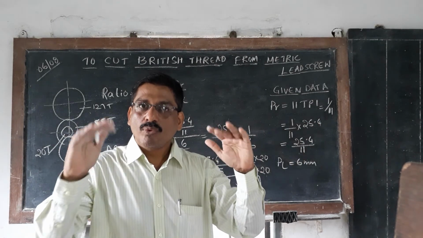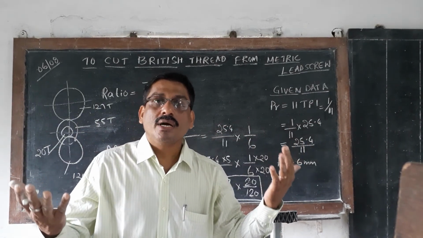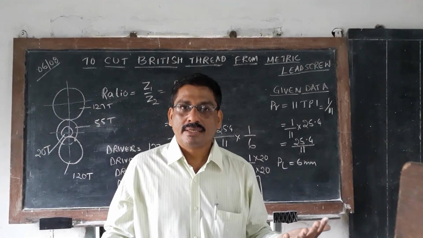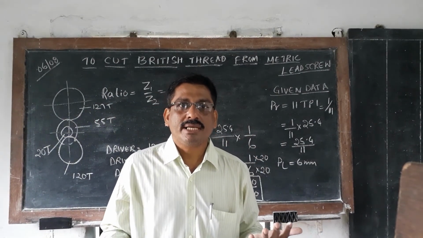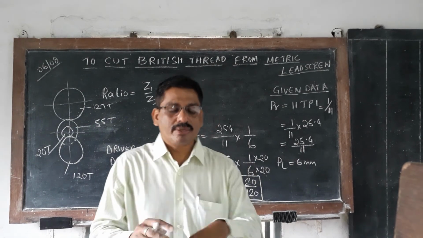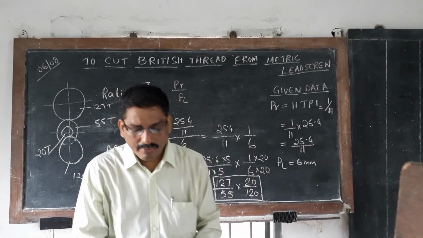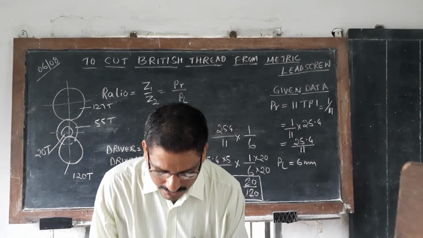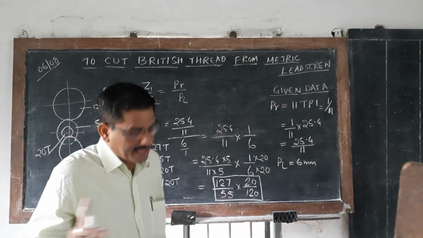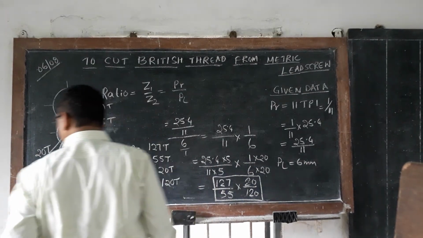Now the same, vice versa. Your lead screw is British and you cut the threads metric. That is also possible. That one example we will do. I already sent that, you can see here. Now, to cut metric thread.